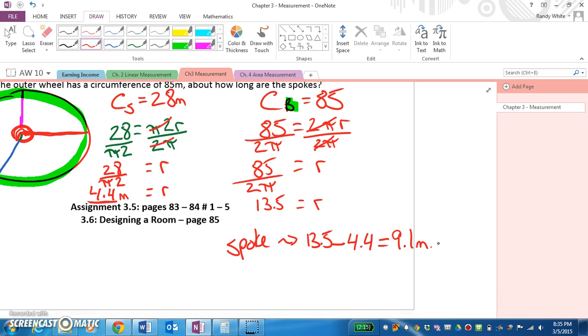So turn to your books on page 83 and 84. Let's do numbers 1 to 5. On page 85 is the design a room grid. Okay, you may need to use that for your term project. It's up to you. There's other things you can use out there. So if you find something that works better for you, feel free to use that.